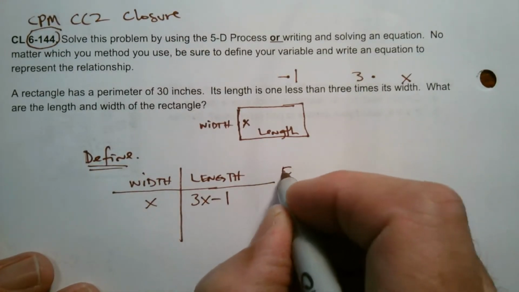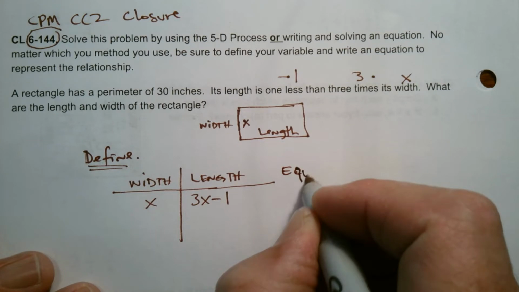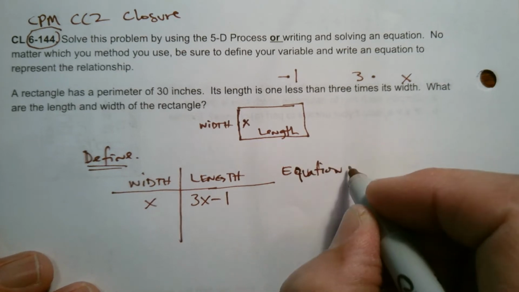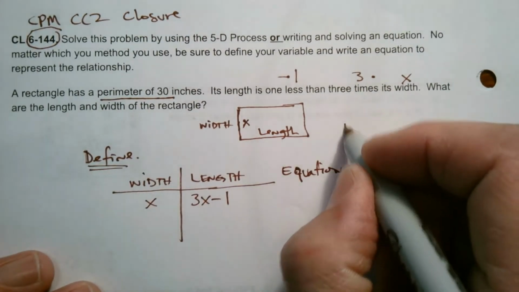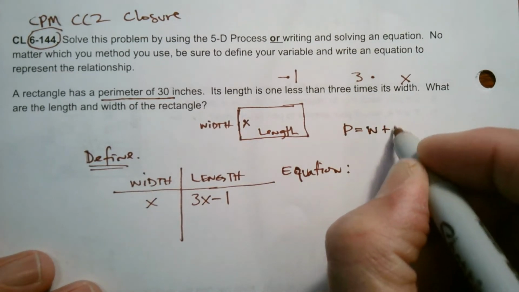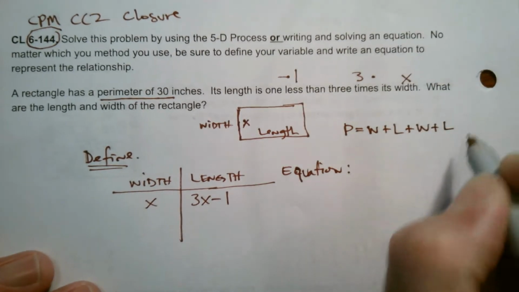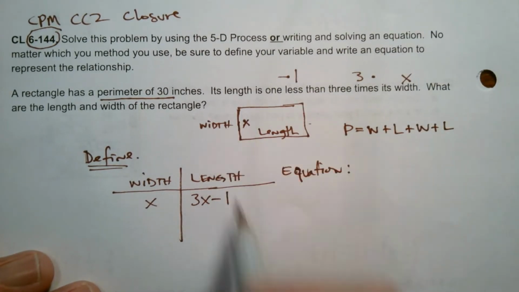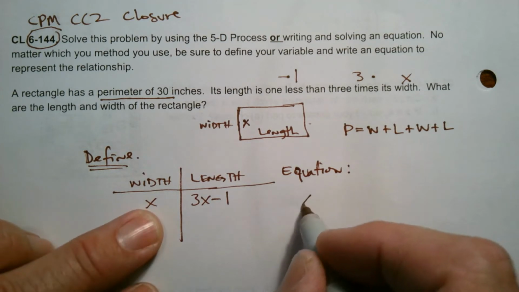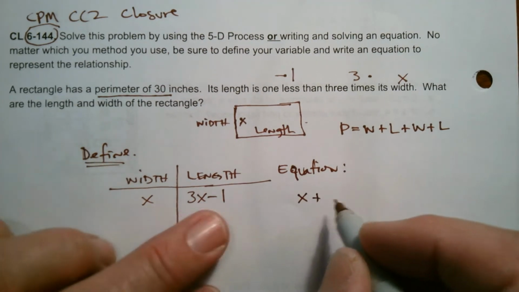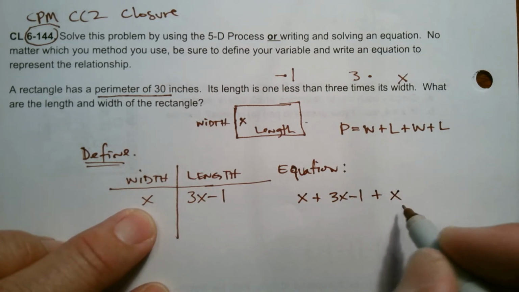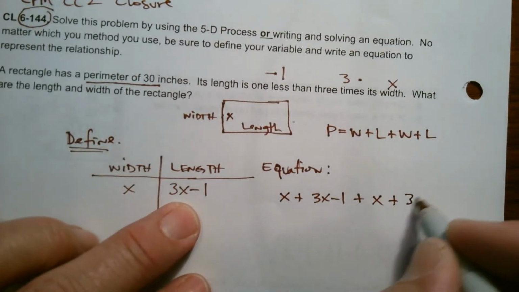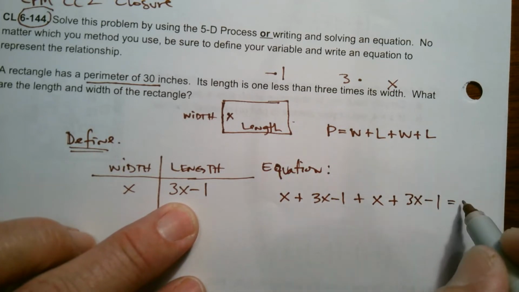So now I write my equation, and the equation is going to come from perimeter, because it says the perimeter is 30 inches. Remember, perimeter is always the width plus the length plus the width plus the length. You have to add each of the sides. So my equation: I'm going to add the width, which is x, plus the length, which is 3x minus 1, plus again the width, which is x, plus again the length, 3x minus 1, and all of that needs to equal 30. So there's my equation.